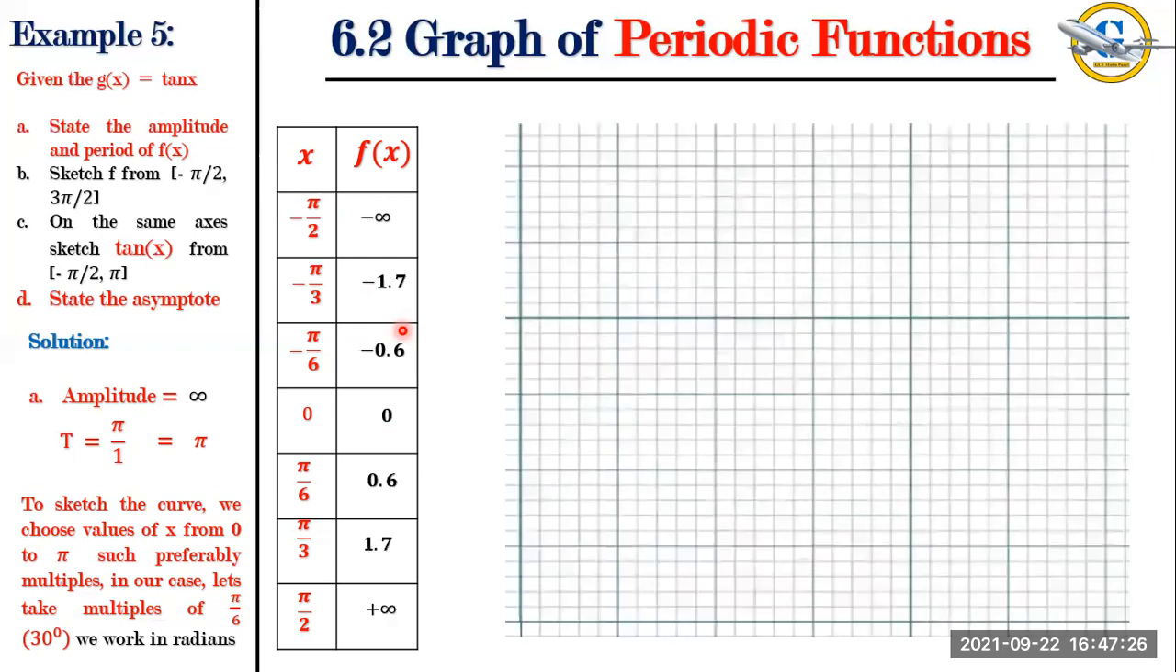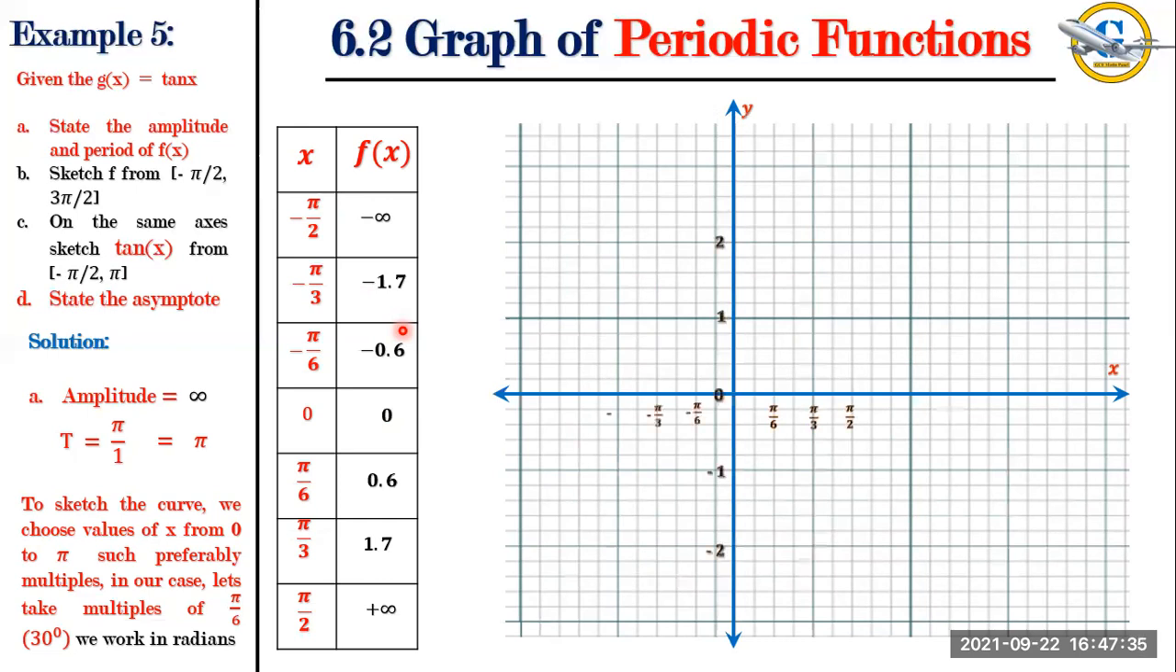So we can now sketch the tangent function from negative pi on 2 to pi on 2. So this is what we have. At negative infinity, this is going to be an asymptotic line, because as x tends to minus pi on 2, f of x tends to negative infinity. So this value of x equals minus pi on 2 is an asymptote, the same as pi on 2 is another asymptote. So let us start sketching from these other values, and then we should indicate the asymptotes shortly.